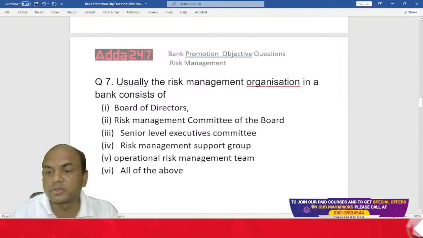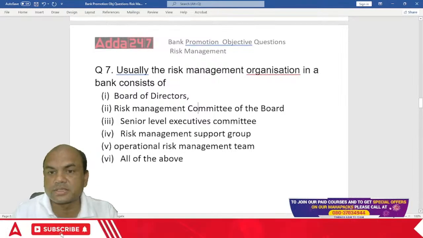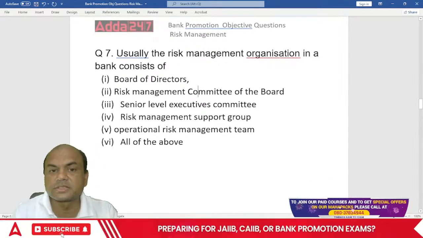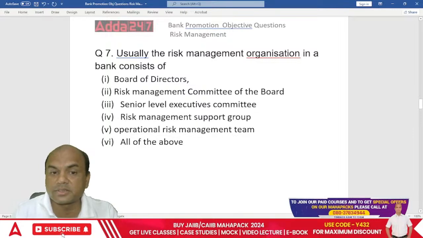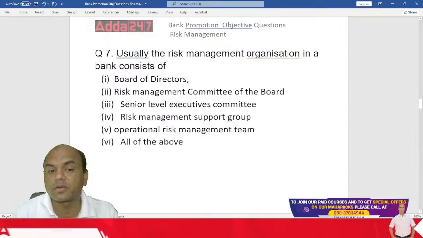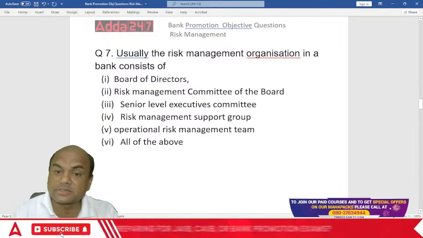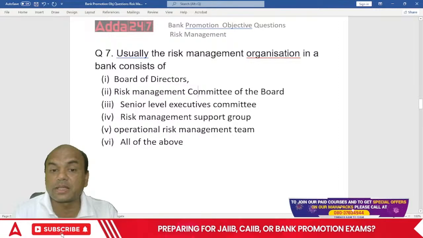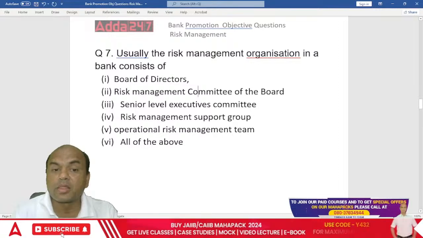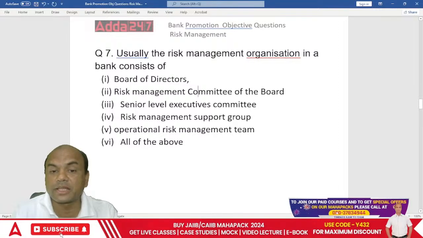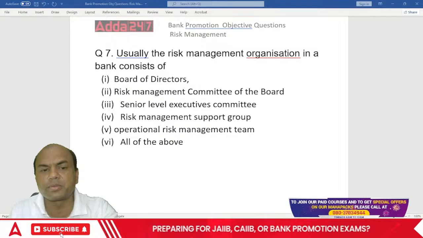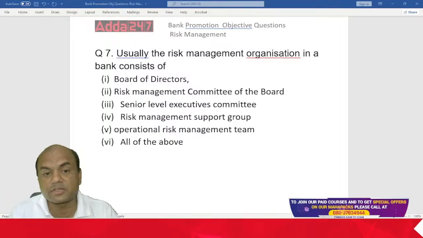Next one. Usually, a risk management organization in a bank consists of. So, what does it consist of? Board of directors, risk management committee of the board, RMCB we call it, senior level executive committee, risk management support group, operational risk management team, and all of the above. So here also think about it. Let me see how many of you can. I'll just wait for 1 minute. Okay.